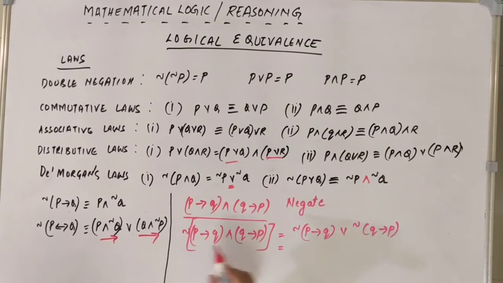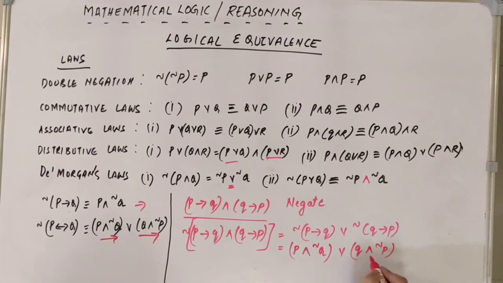Now we will have to use this particular law. It's of this format. Negation of P conditional Q. What is that? It's P and negation of Q. Same thing here. Q and negation of P.